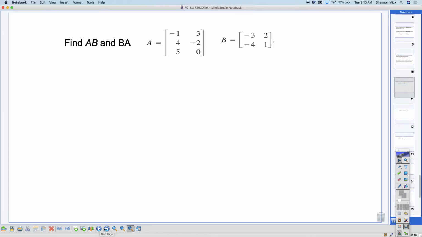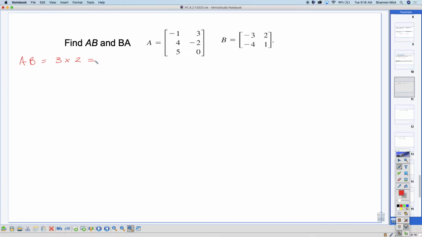We know that the columns of the first have to equal the rows of the second, yes? So we're going to do A times B and B times A, so cut your slide in half. So when I do AB, what are the dimensions of A? 3 by 2. And we need to know if these are equal or not equal, okay? So I put them side by side, and if they're not equal, I do a line in between.